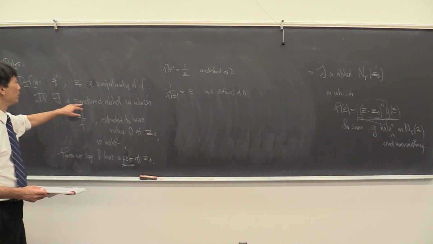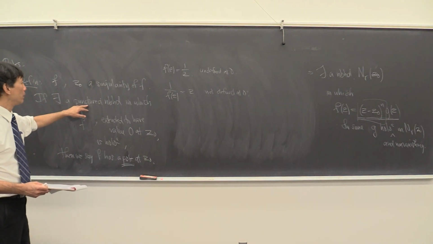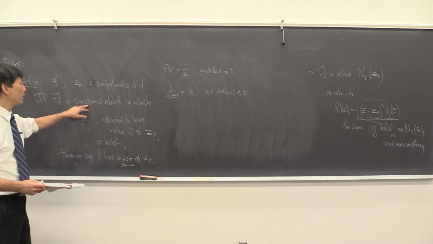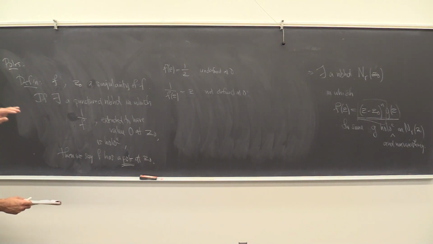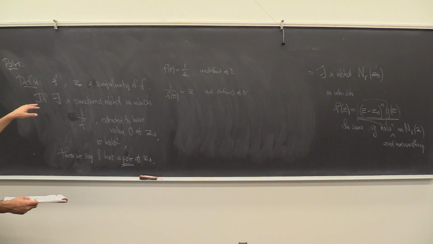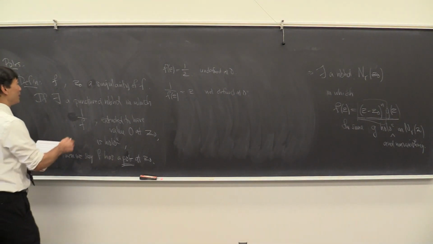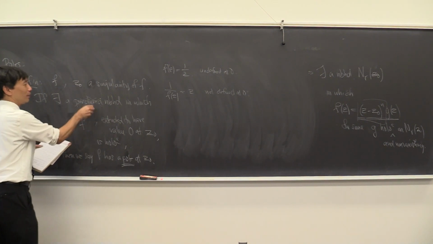Wouldn't you want, like, say, g defined to be 1 over f everywhere except z naught? Oh, yes, I'm sorry. So you're right, it's not phrased properly. If there's a punctured neighborhood, shouldn't it just be a neighborhood in which f is holomorphic? Yes, thank you. Yeah, that's good. Thank you.